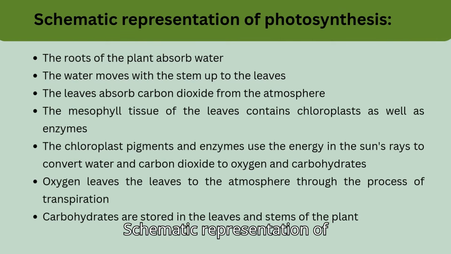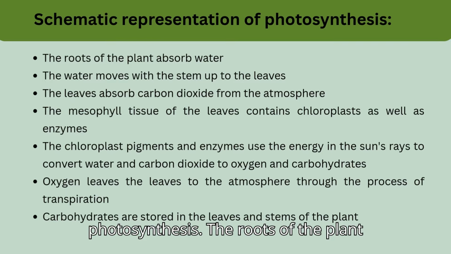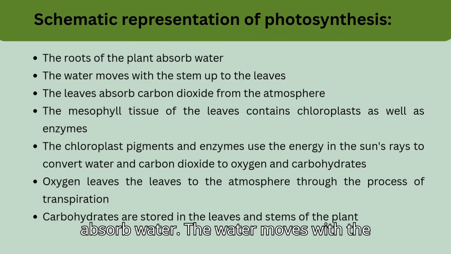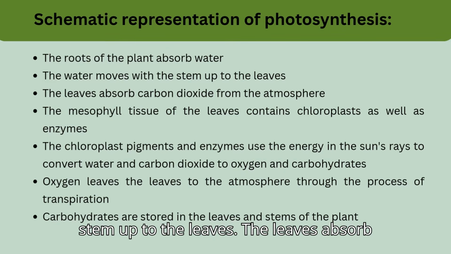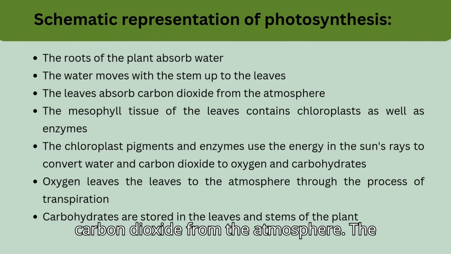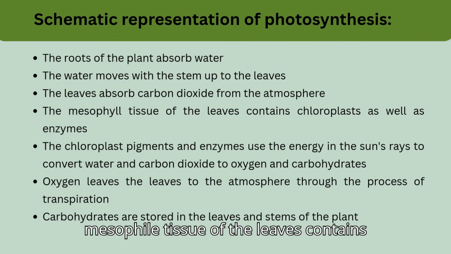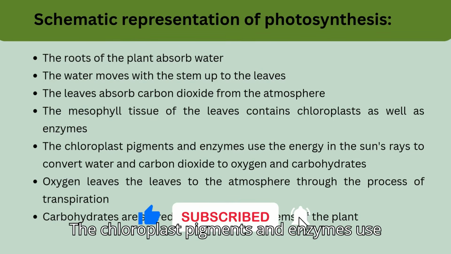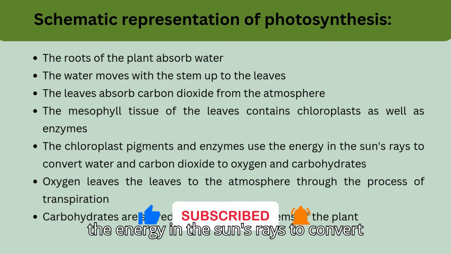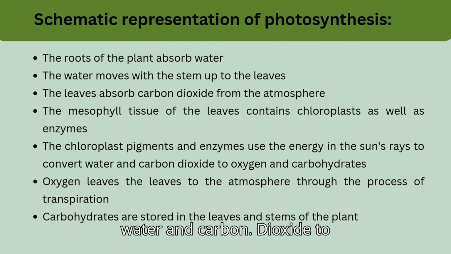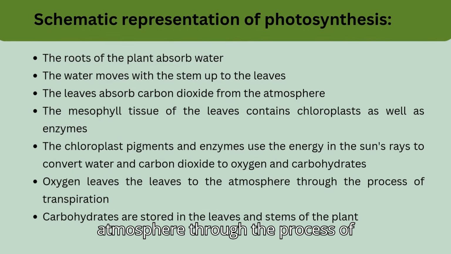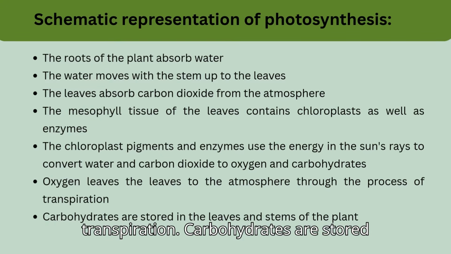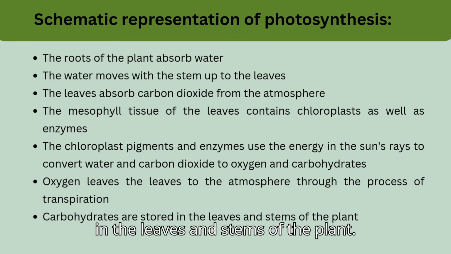Schematic representation of photosynthesis. The roots of the plant absorb water. The water moves with the stem up to the leaves. The leaves absorb carbon dioxide from the atmosphere. The mesophyll tissue of the leaves contains chloroplasts as well as enzymes. The chloroplast pigments and enzymes use the energy in the sun's rays to convert water and carbon dioxide to oxygen and carbohydrates. Oxygen leaves the leaves to the atmosphere through the process of transpiration. Carbohydrates are stored in the leaves and stems of the plant.